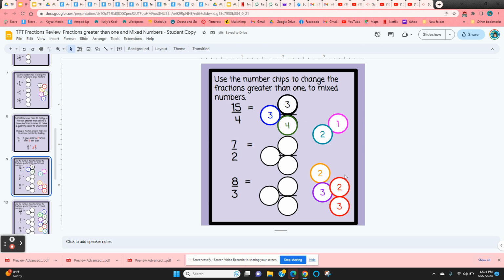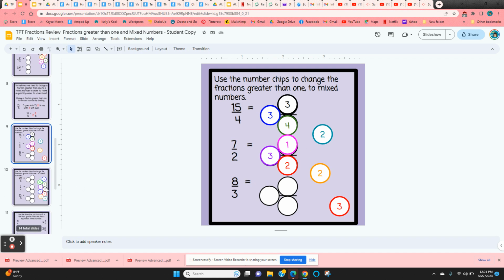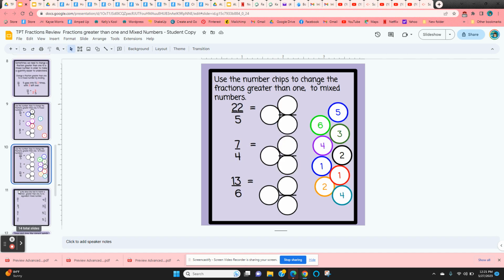7/2, 2 goes into 7 3 times. That's the whole number. 2 times 3 is 6. That means there's 1 left over. And again, denominator stays the same. So every slide has all of the numbers they need. So if they get down to the last problem and the numbers aren't working, that means they probably made a mistake and they need to go back and check. Same thing on the next slide.